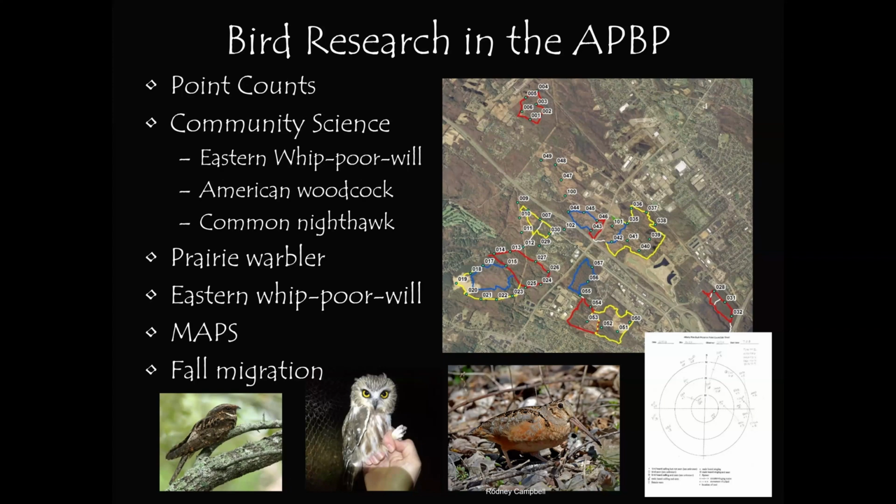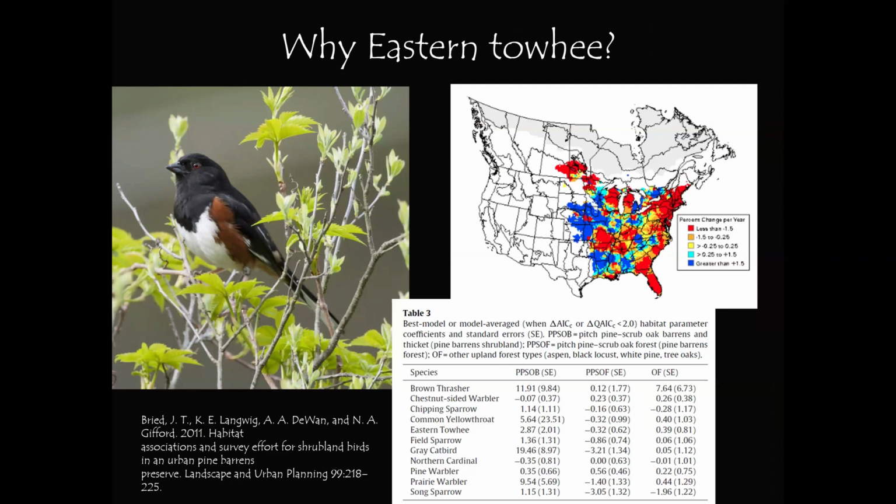So we went with the eastern towhee. So why the towhee? I mean, I think they're a pretty charismatic bird. But we found in our point count research that these were one of our best indicators of high quality pitch pine scrub oak barrens. So along with the prairie warbler and the eastern whippoorwill, these guys were really good indicators of that type of habitat that we're trying to restore and maintain.